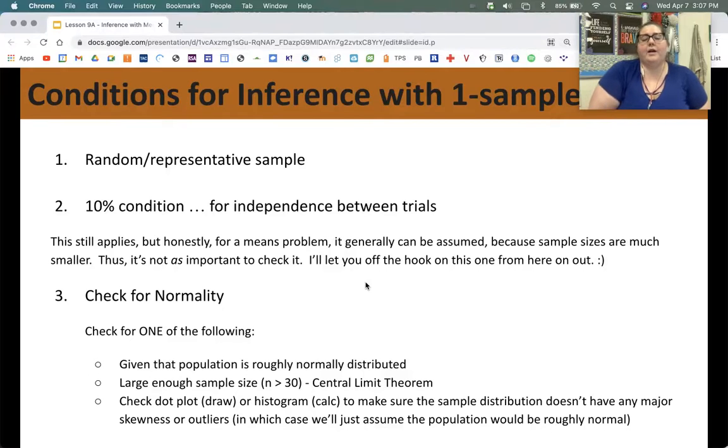We can do a graph on a calculator. I'll show you both examples. Basically, we're checking to make sure that our sample distribution for this one sample that we're dealing with doesn't have any major skewness or outliers, right?